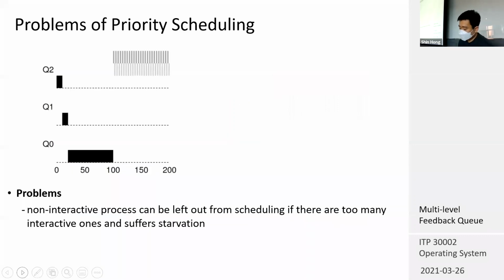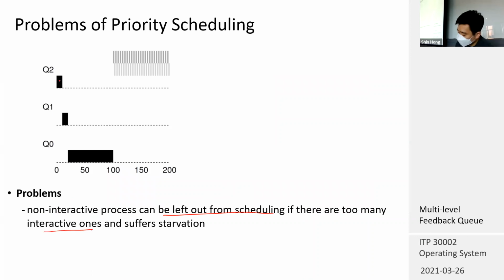But problems happen. First, what if the non-interactive process is left out from the scheduling? I call this starvation: being left out from the scheduling if there are too many interactive ones.